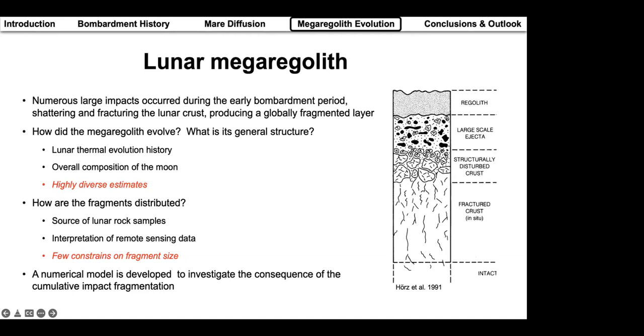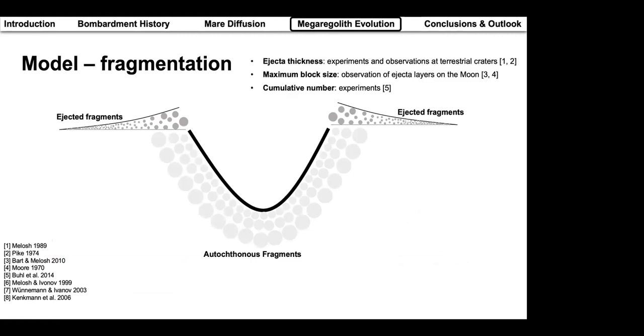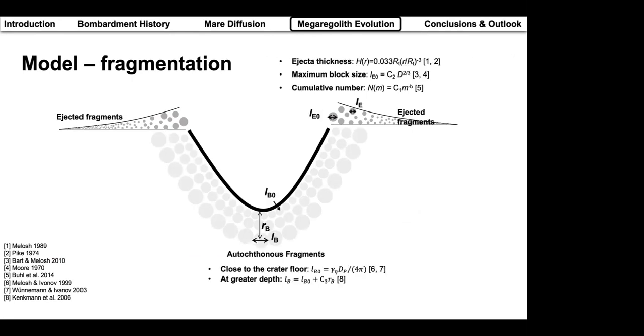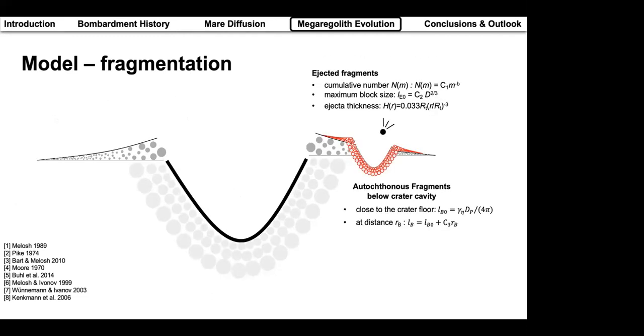We'll simulate the evolution of megaregolith thickness and spectral variations, but more importantly, the size of fragments in the megaregolith layer. Of course, we need to improve the models. The key thing is to simulate the fragment size distributions, both in the ejecta and underlying the crater floor. We used a lot of previous work, and I will not go into further detail on that.